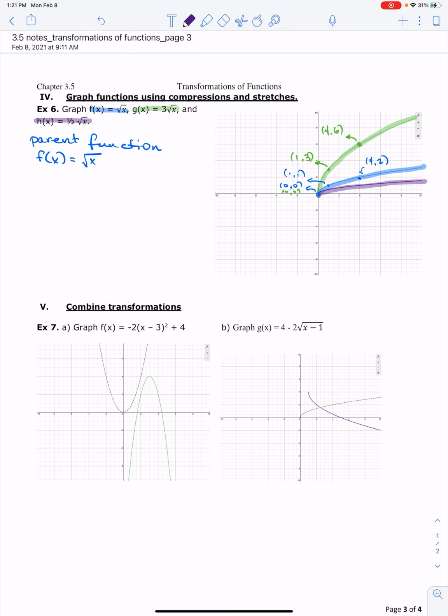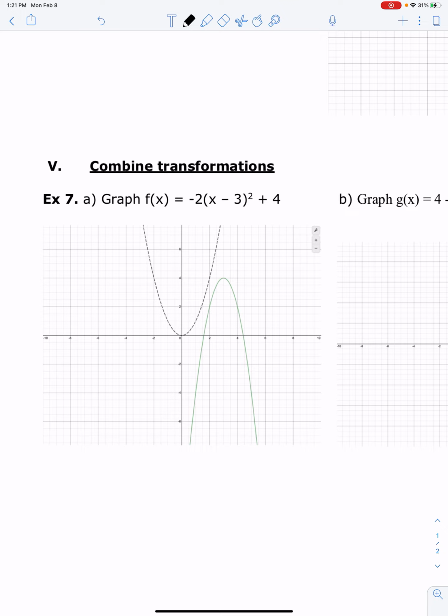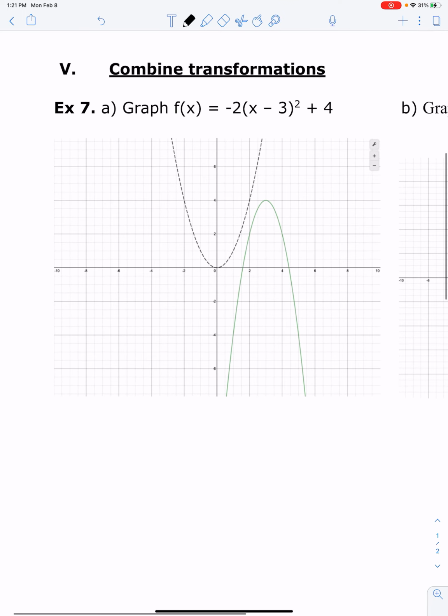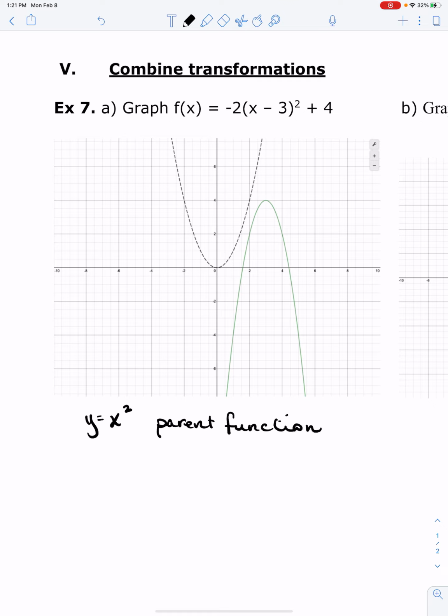So now let's see what happens when we put all of these together. Let's take a look at example 7a. Our parent function here is y equal x squared. And so that is graphed right there for you with the dotted line. And sometimes it's nice to do this in stages so you don't forget what each piece tells you.